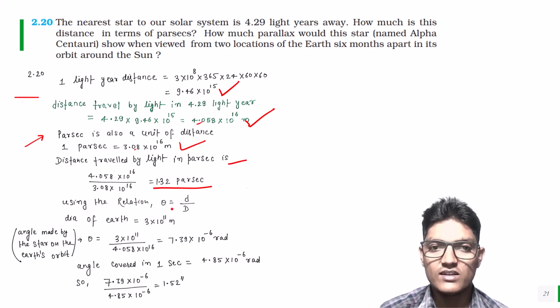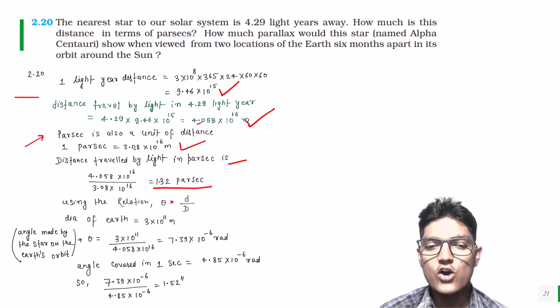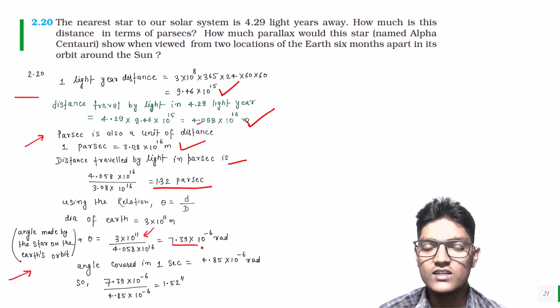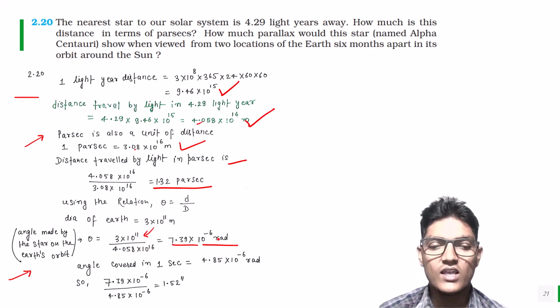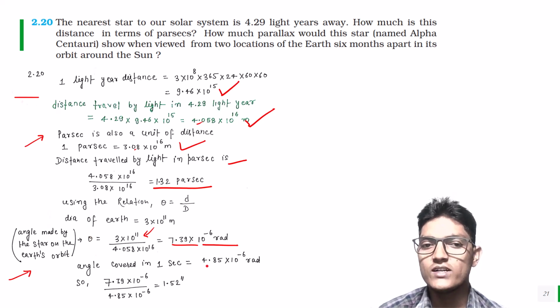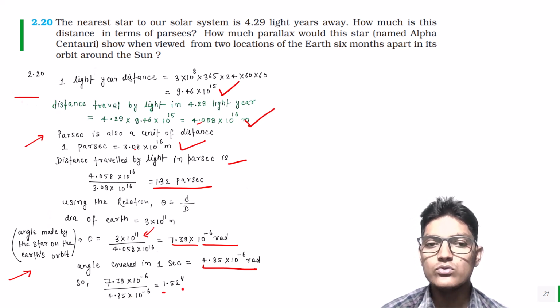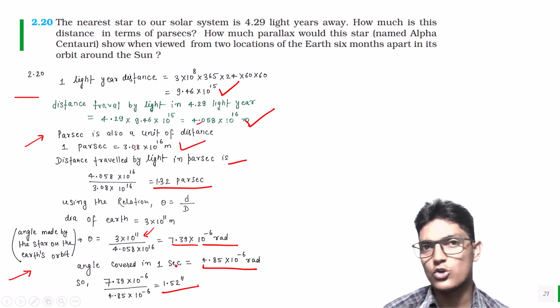And according to the relation theta is equal to d by D, that is diameter of Earth orbit कितना हमारा 3 into 10 to the power 11 meter. So angle made by the star on the Earth orbit, theta is equal to 3 into 10 to the power 11 divided by 4.058 into 10 to the power 16, is equal to 7.39 into 10 to the power minus 6 radians. So angle covered in 1 second कितना होता है, 4.85 into 10 to the power minus 6 radians. So यहाँ पे angle कितना हो जाएगा, हमें दोनों को divide करना पड़ेगा. 7.39 into 10 to the power minus 6 divided by 4.85 into 10 to the power minus 6 is equal to 1.52 seconds. That will be the angle made by the star on the Earth orbit.